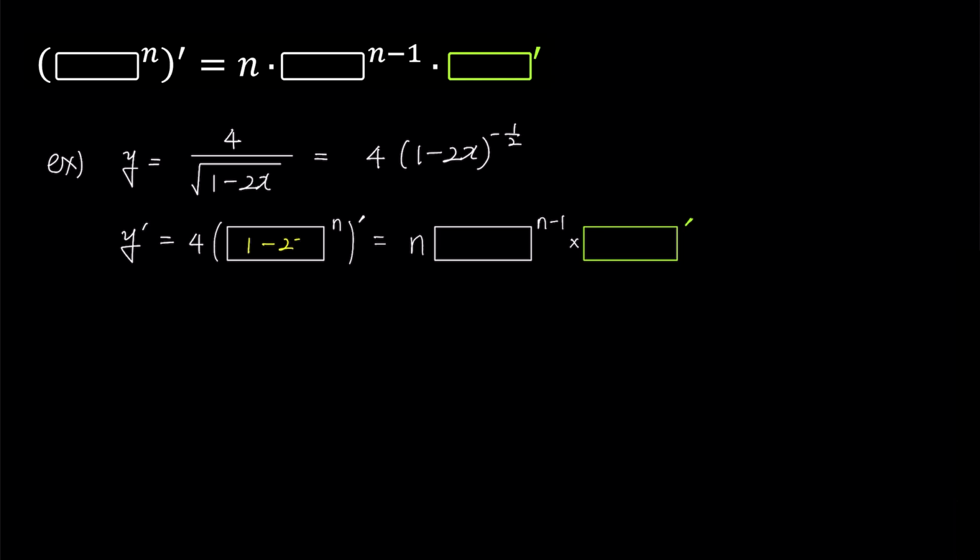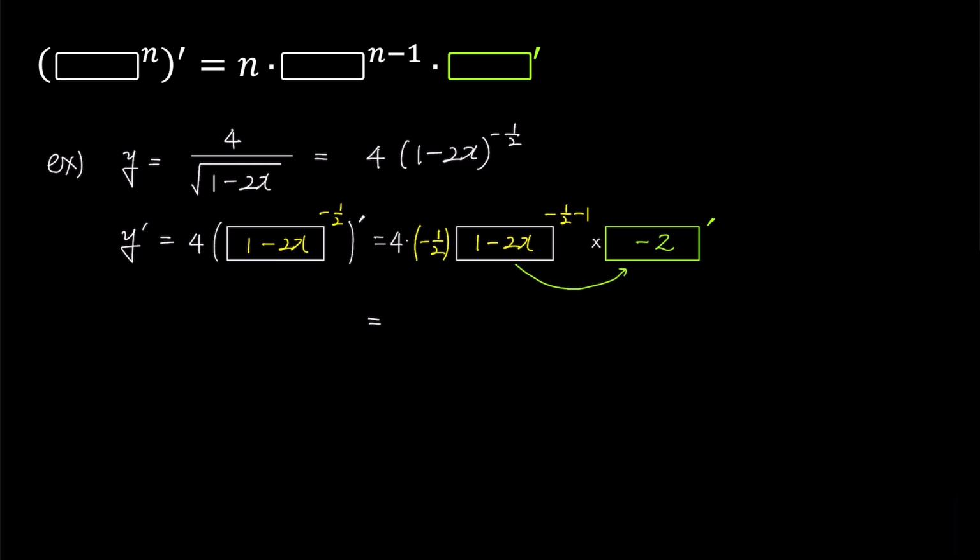We put 1 minus 2x into the left box, and the exponent value n becomes negative half. On the right side, it becomes 4 times negative half, and the box contains the same term as the left side, which is 1 minus 2x. The exponent of the box becomes negative half minus 1, and finally, for the most important box prime, we substitute the derivative value of 1 minus 2x, which is minus 2.